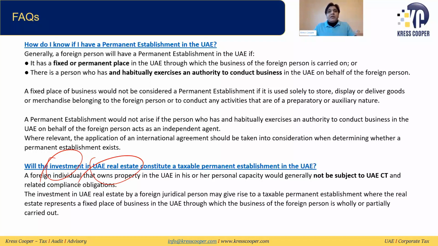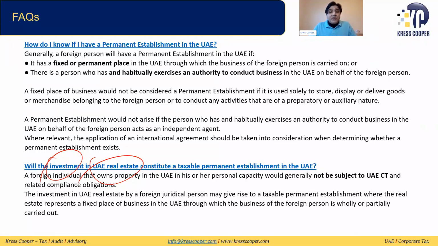Not at all. The reason is that when someone is making an investment in real estate, it doesn't fall under the definition of business. Once it doesn't fall under the definition of business, it will not be assumed that the non-resident person has any PE in the UAE. Any foreign individual who owns property in the UAE in his or her personal capacity would generally not be subject to UAE CT and related compliance obligations.